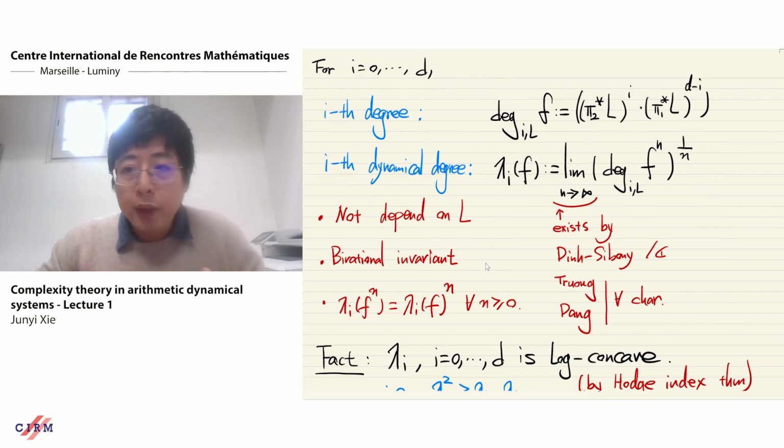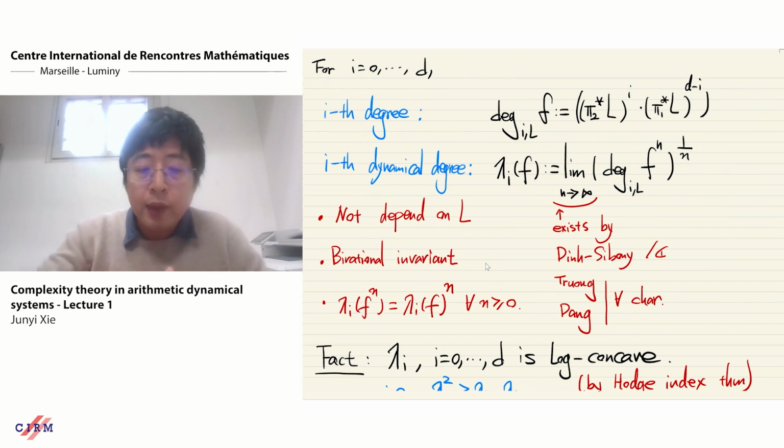And there is an important fact that this dynamical degree lambda i is log concave, which means that lambda i squared is greater than or equal to lambda i minus 1 times lambda i plus 1. And this is a consequence of the Hodge index theorem.